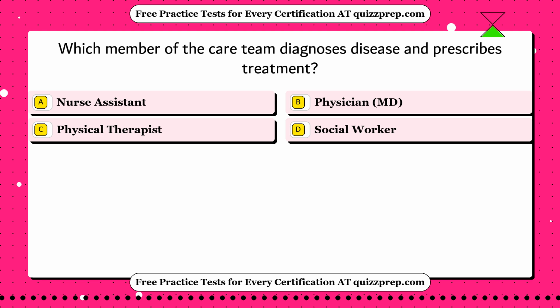Question 17. Which member of the care team diagnoses disease and prescribes treatment? Option A, nurse assistant. Option B, physician, MD. Option C, physical therapist. Option D, social worker.